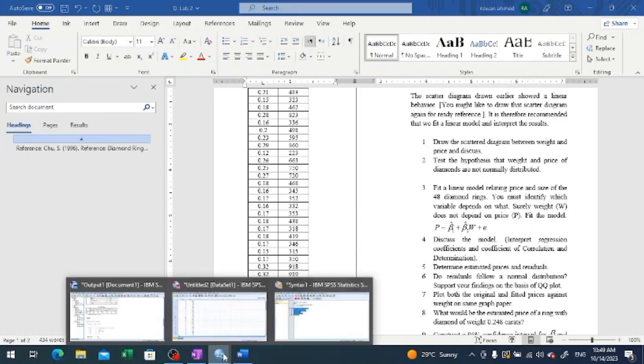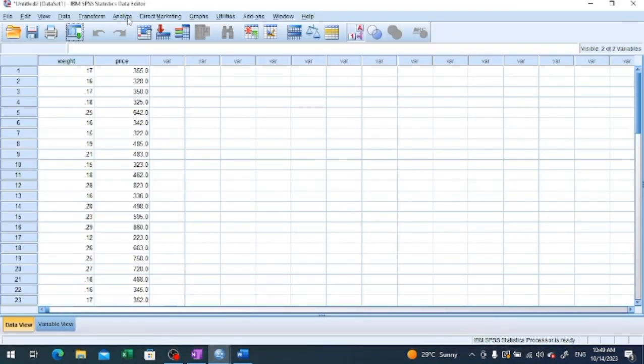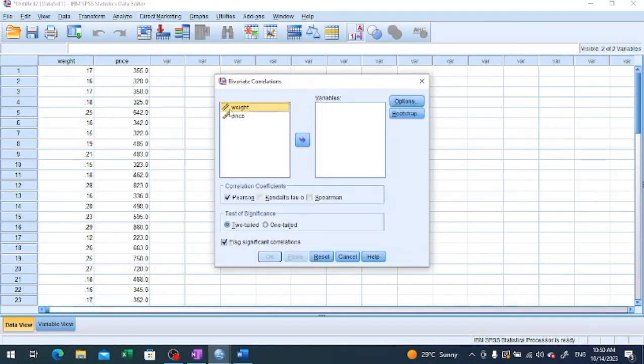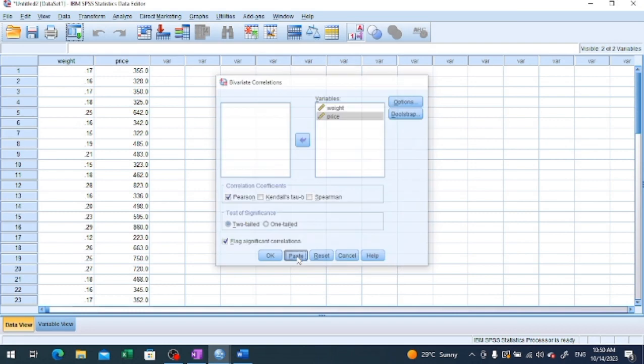Now, what we do, we go for Analyze. Before fitting the regression model, I am doing one more thing: obtaining the correlation between these two variables. How to get a correlation matrix between two or more variables? This is the option we can use: Analyze, Correlate, Bivariate. We move both weight and price together into the variables area, then Paste.